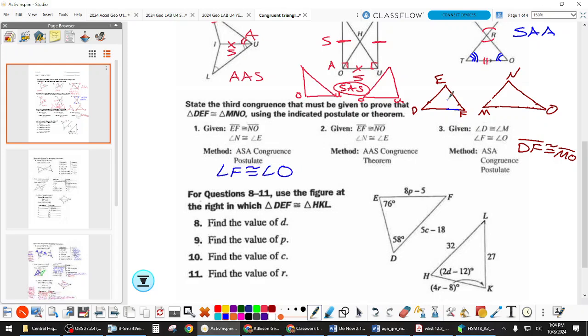Alright, next. EF and NO and angle N and E. Now we want to do angle, angle, side. So in order to do the side not between the angles, which angle has to be congruent? D and M. Good. This is way easier when you have a picture, huh? Okay? And then D and M are congruent. F and O are congruent. Let's do 2 tick marks. Now we're doing angle, side, angle. So DF, that side in between, has to be congruent to MO.